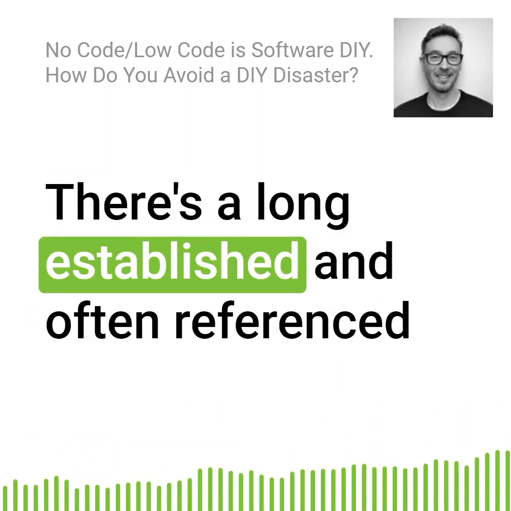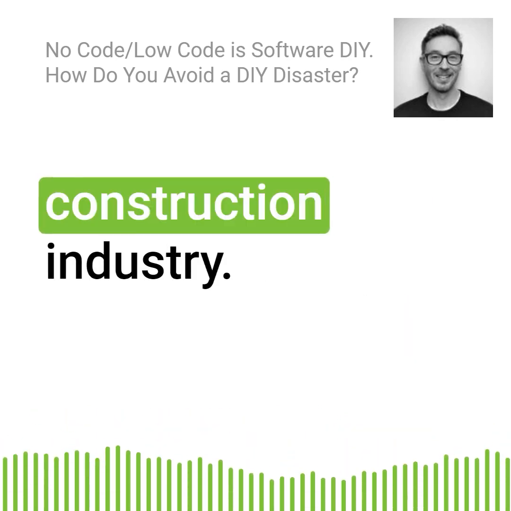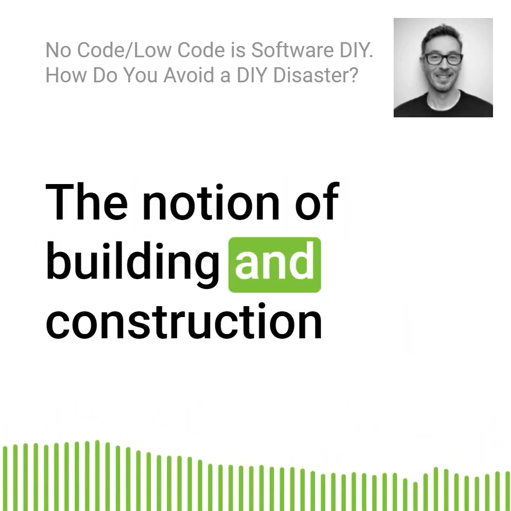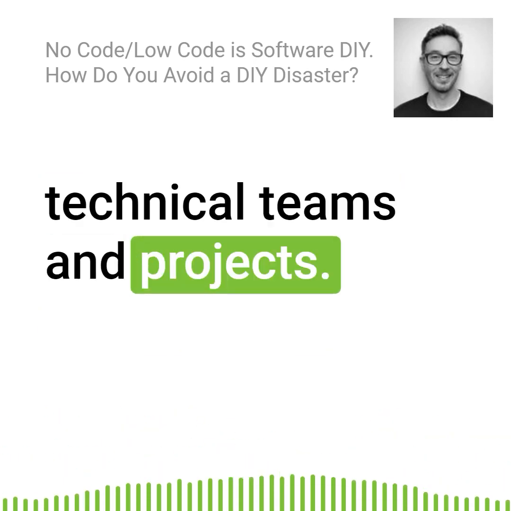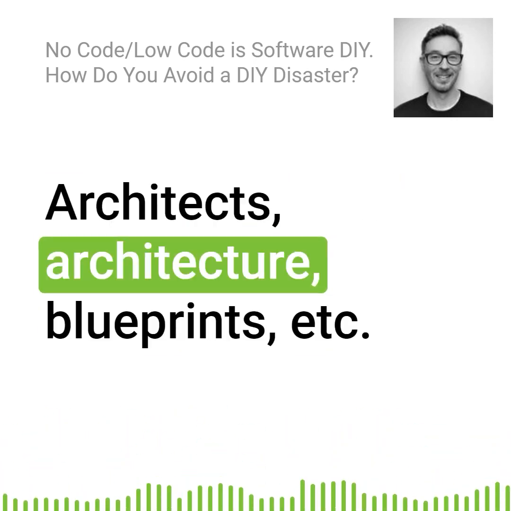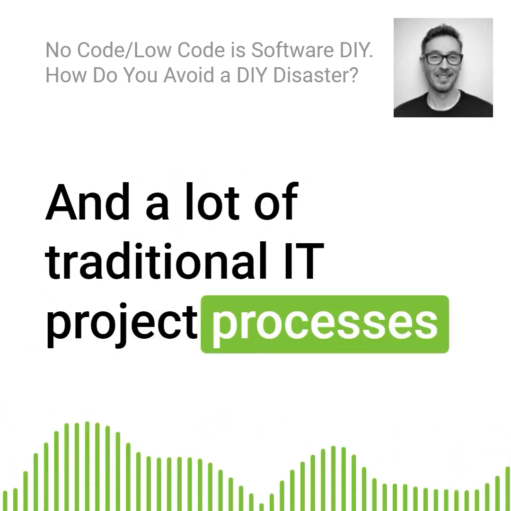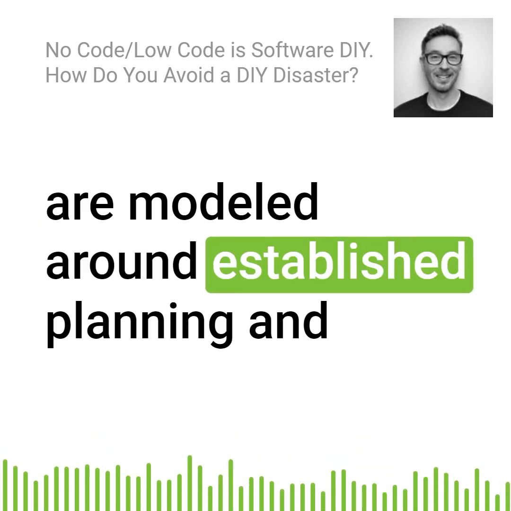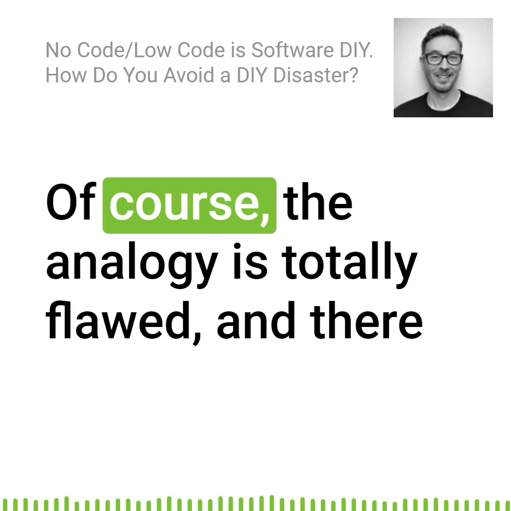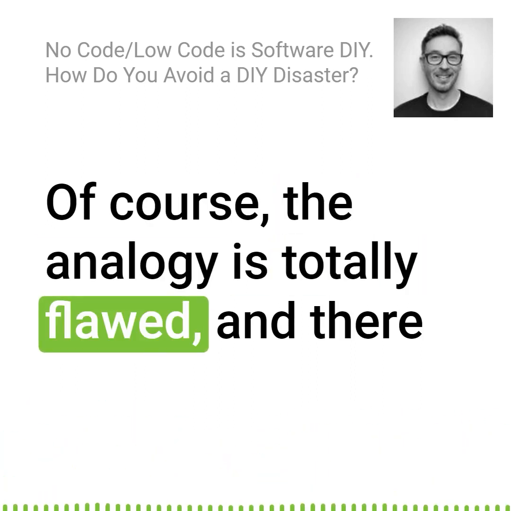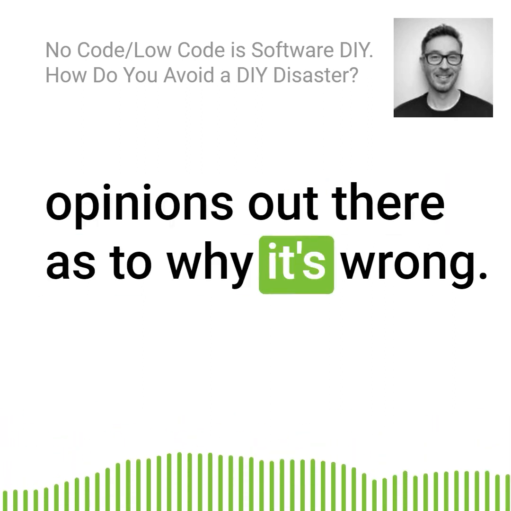Software engineering and construction. There's a long-established and often referenced analogy between the software industry and the construction industry. The notion of building and construction is baked into the language and artifacts of technical teams and projects: architects, architecture, blueprints, etc. And a lot of traditional IT project processes are modeled around established planning and estimation tools in the construction trade. Of course, the analogy is totally flawed, and there are a million valid and justified opinions out there as to why it's wrong.